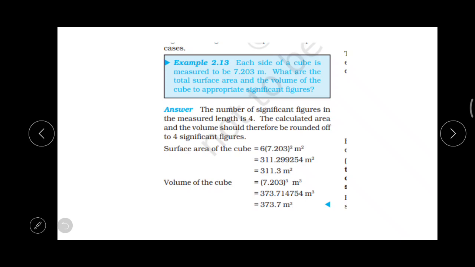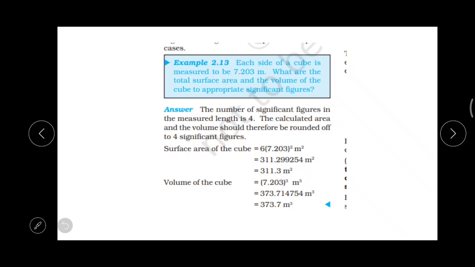But do you know that in the value with which we have multiplied, the number 7.203, the significant figure number was 4. Hence the answer should also have only 4 significant figures. Here in the obtained value, the number of significant figures is more than 4, so we have to reduce it to 4.